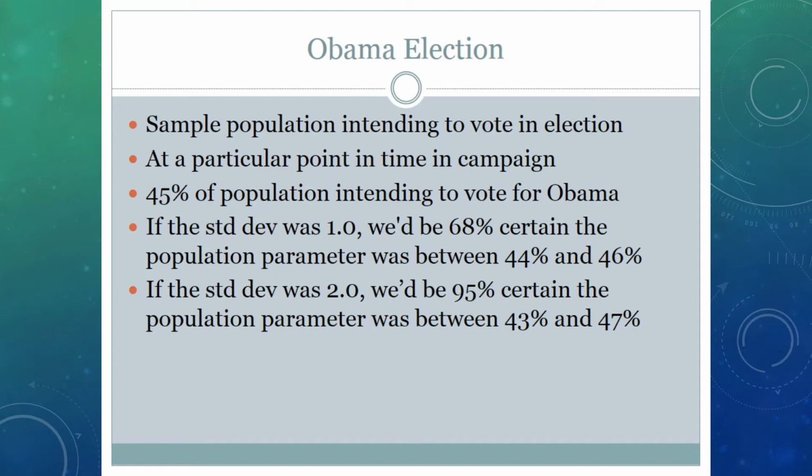But let's say we want to up our certainty to 2 standard deviations. That would mean we're now 95% sure that the result is between 43 and 47%. So we widen the range to be surer, which should logically make sense to you. The more sure you want to be, the less accurately we can pinpoint the result. And that's what we're talking about.